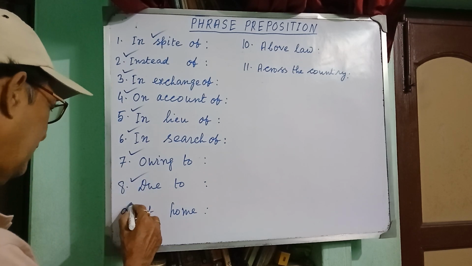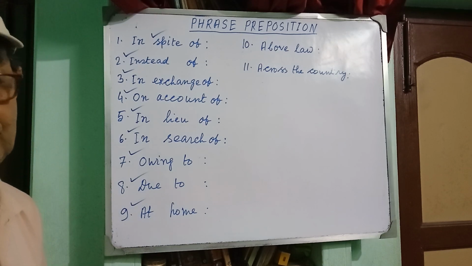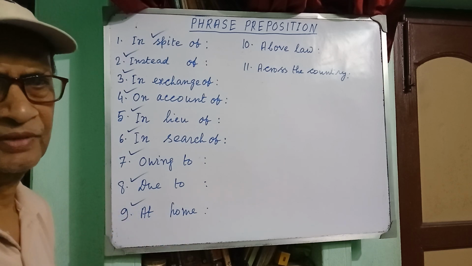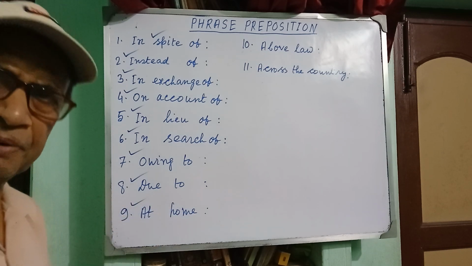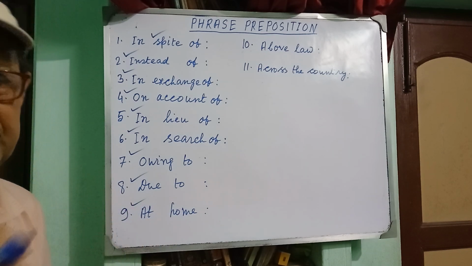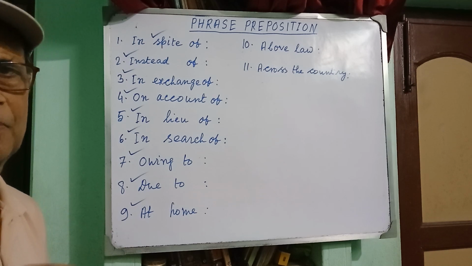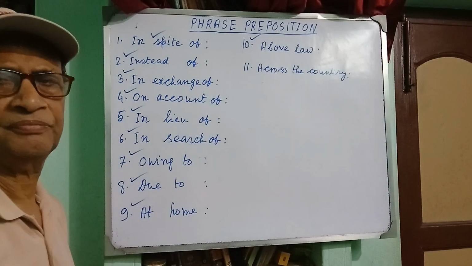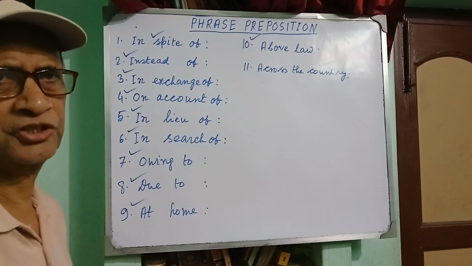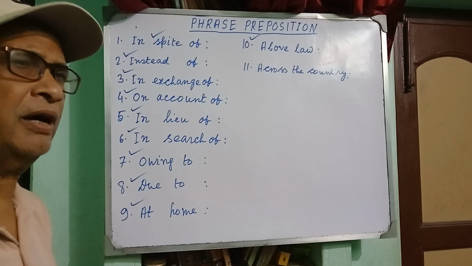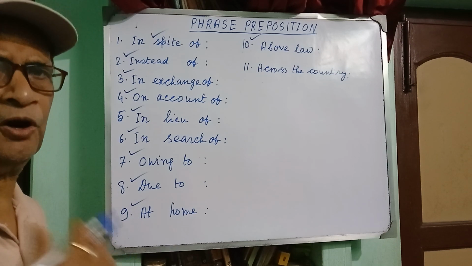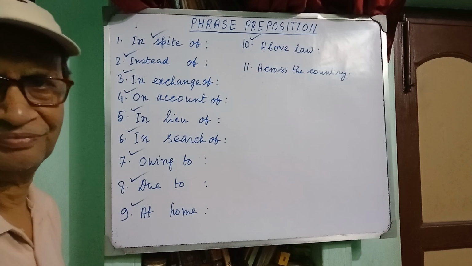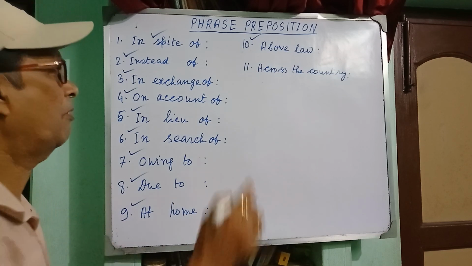At home, for example, at home means comfort. For example, though it is an unknown place to me, I feel at home here. That means I feel easy or comfortable here. Okay? Above law. For example, everybody is under law. Nobody is above law. Nobody is above the law of God. Clear? Above law. Above is preposition.